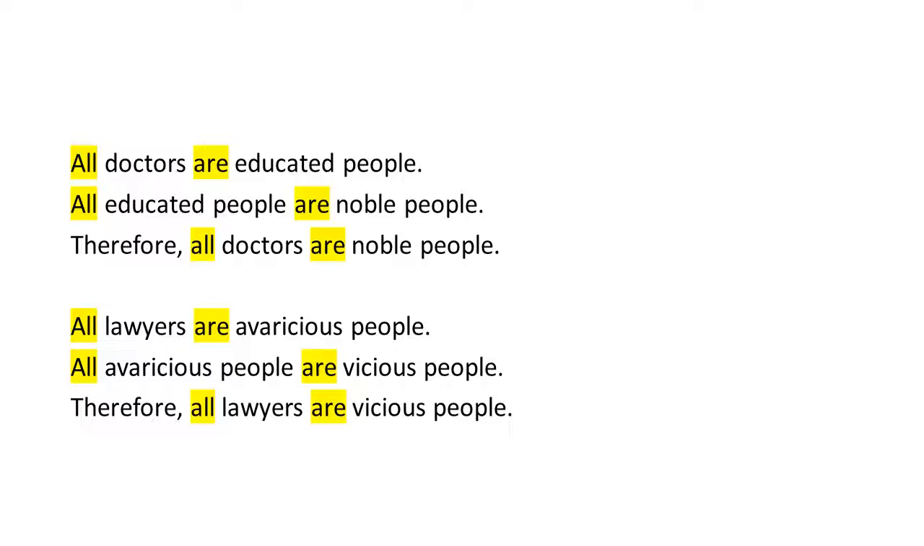Right, so let's begin by highlighting all and are. Note that each statement, each premise, each conclusion of these arguments has the form all, something, are, something. That's depicted with the yellow highlighting. So first premise of the first argument, all doctors are educated people. Second premise, all educated people are noble people, and so on.